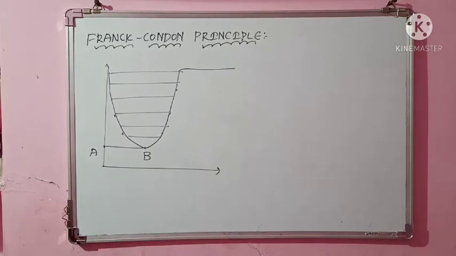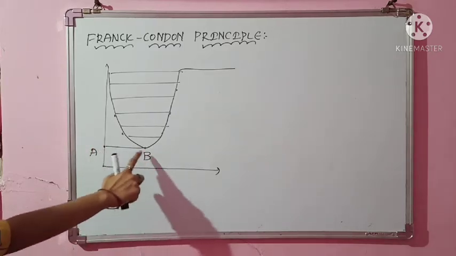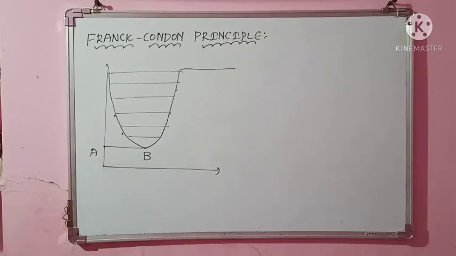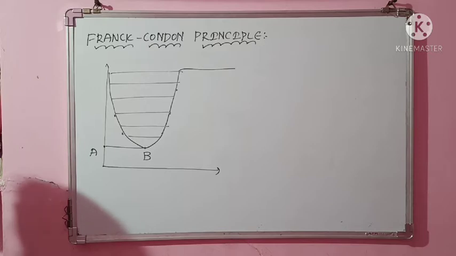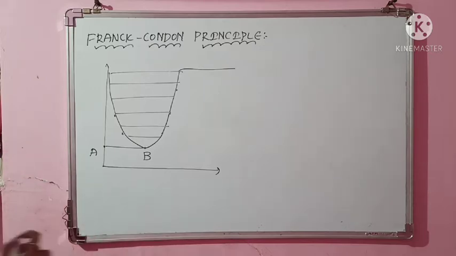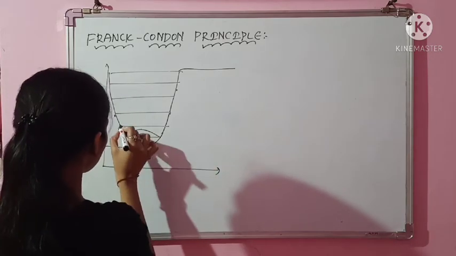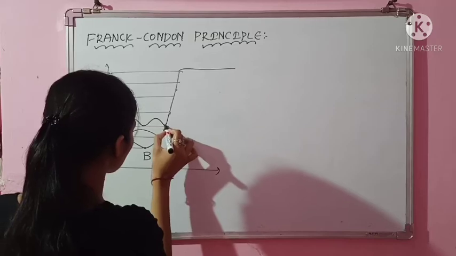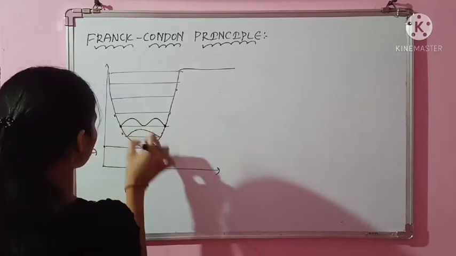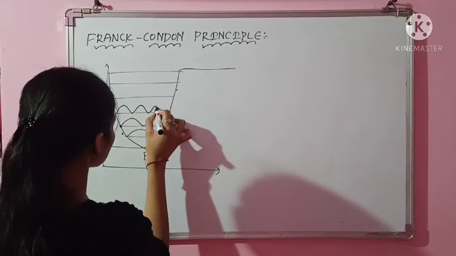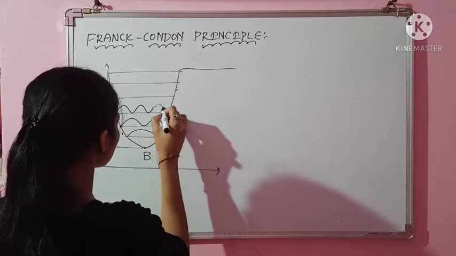What classical mechanics says is that for a vibrating molecule, where it is found, the probability of finding the atom, according to classical mechanics, is always at the extremities, or extreme ends. For example, it is shown through this. The maximum probability of finding the atom will be here. Similarly, it is shown like this.